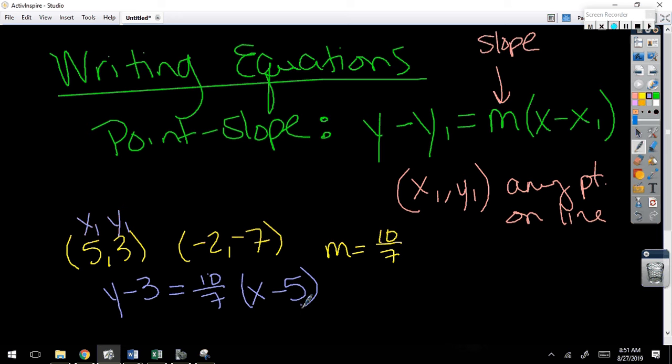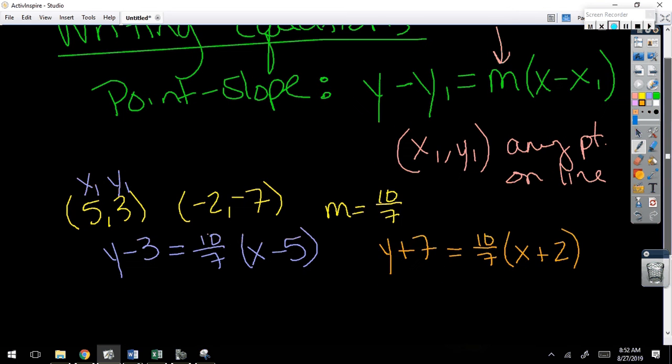Try to find another equation of that line in point slope form. You do it. Watch your signs. Does that make sense to everybody? Yeah. Are those the same equations? They look different. If you multiply them out and simplify them, watch what happens.